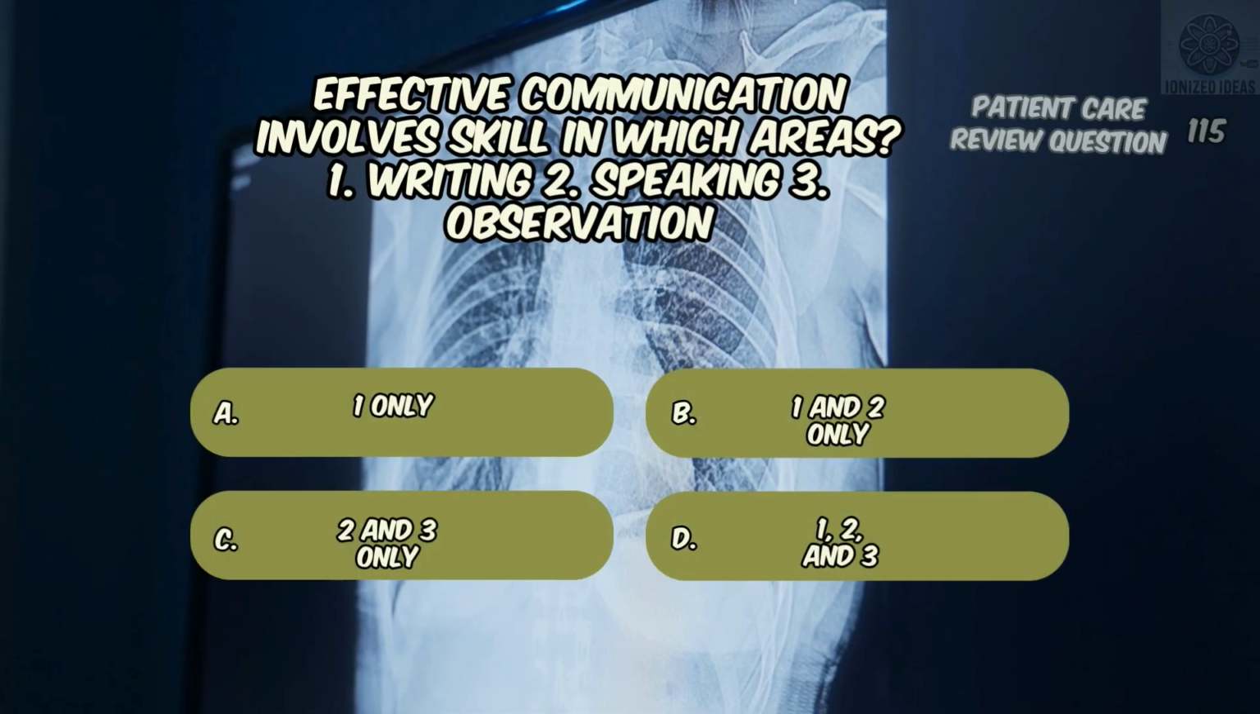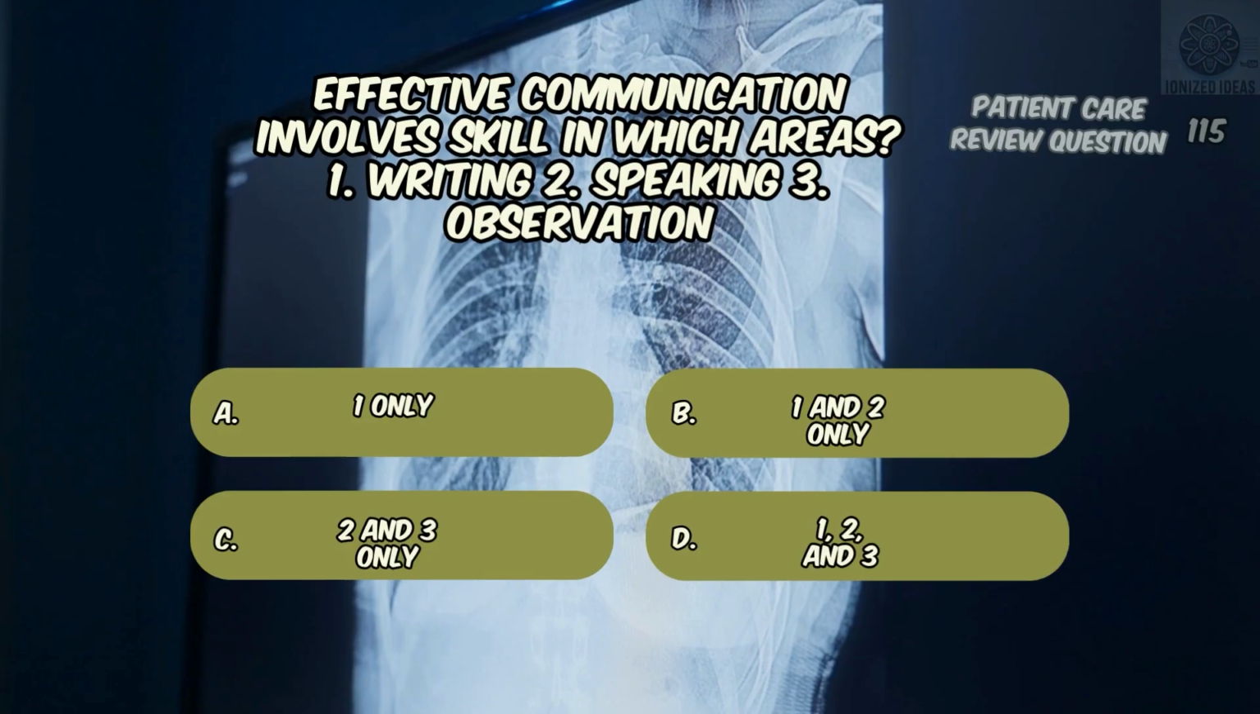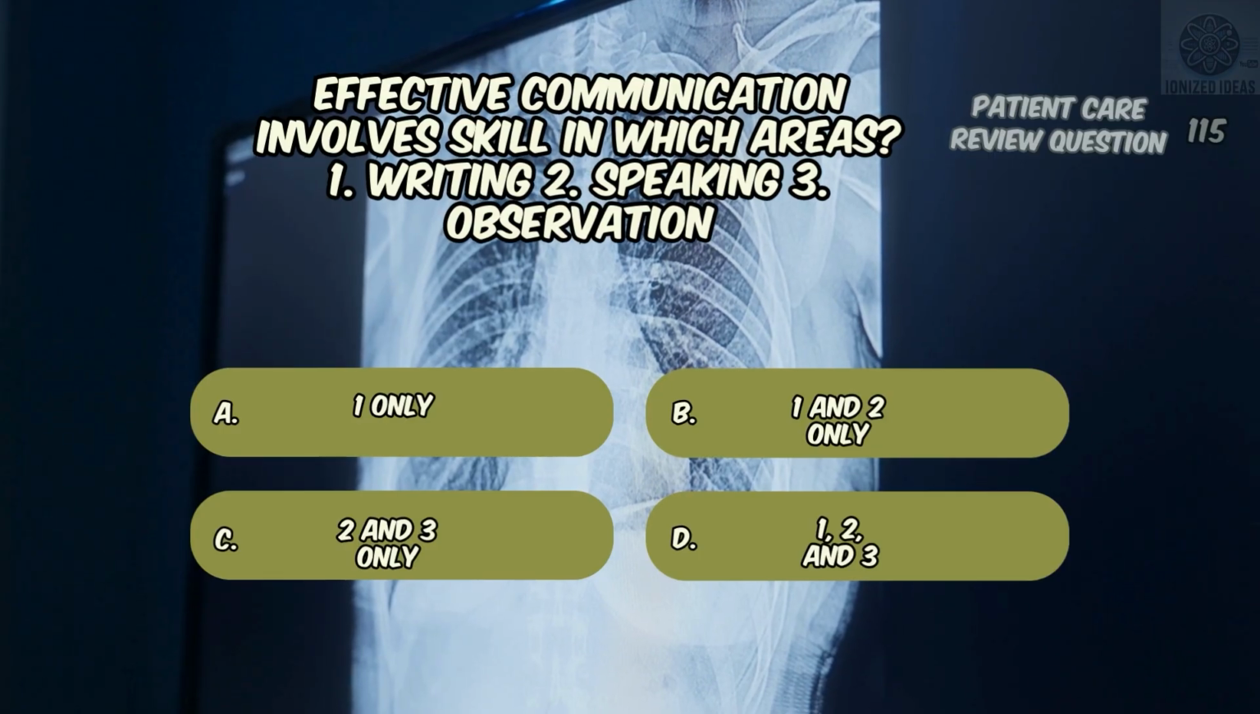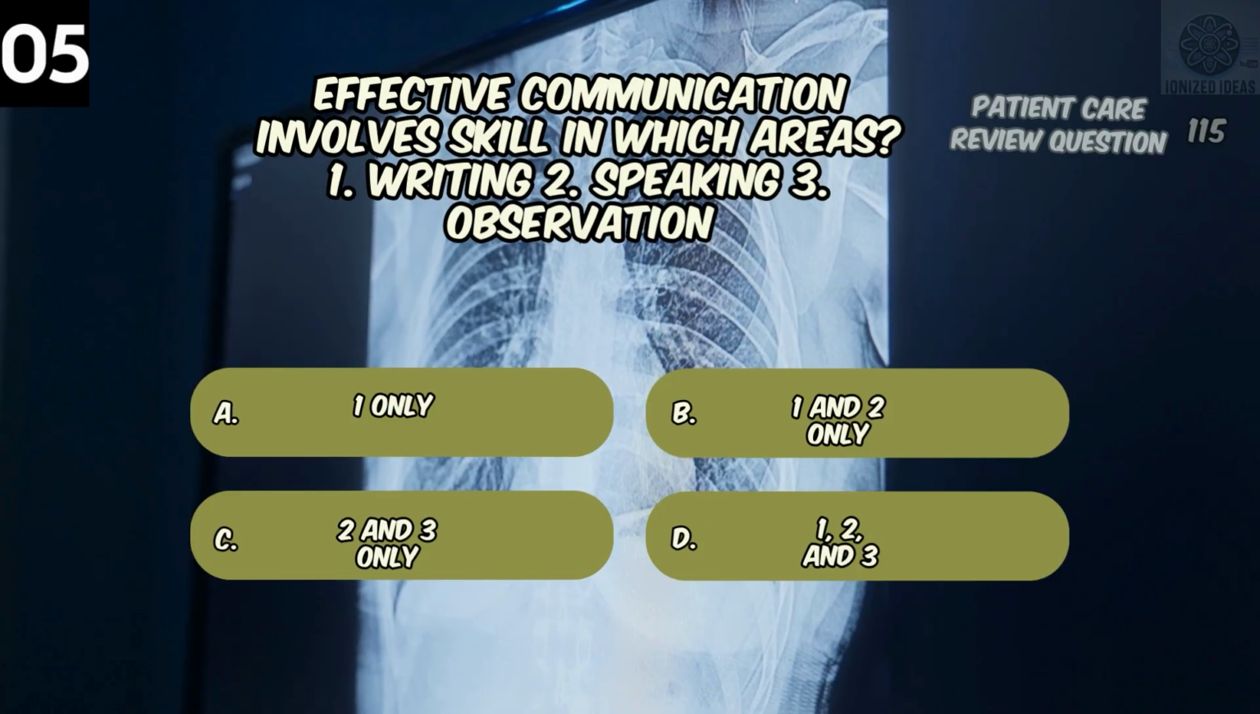Effective communication involves skill in which areas? 1. Writing. 2. Speaking. 3. Observation. A. 1 only. B. 1 and 2 only. C. 2 and 3 only. D. 1, 2, and 3.